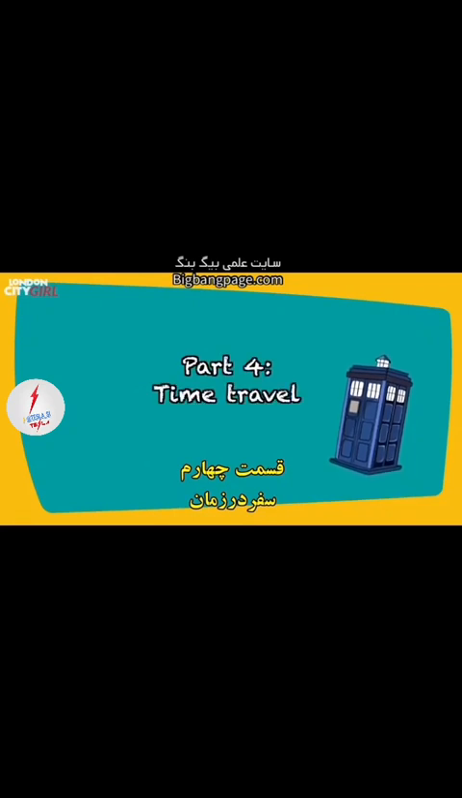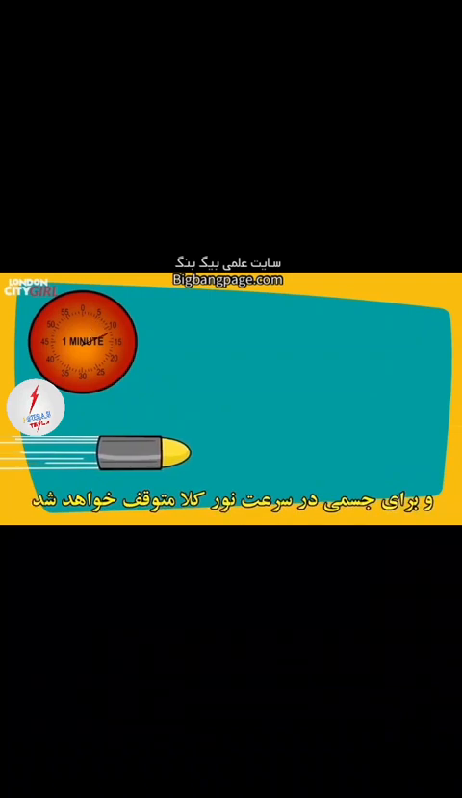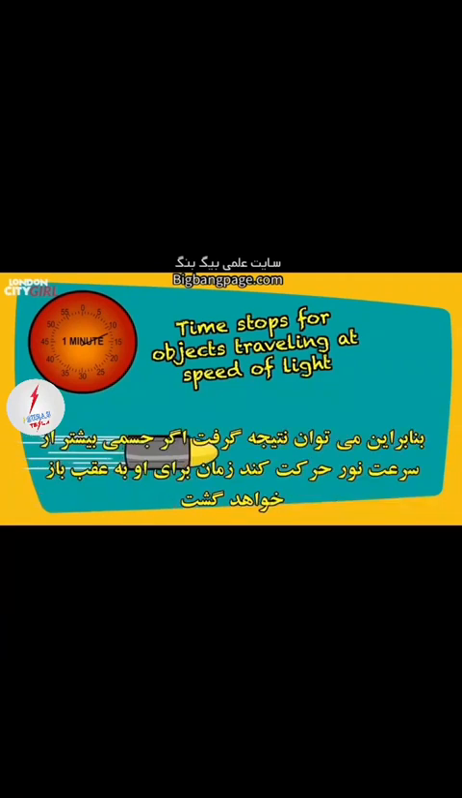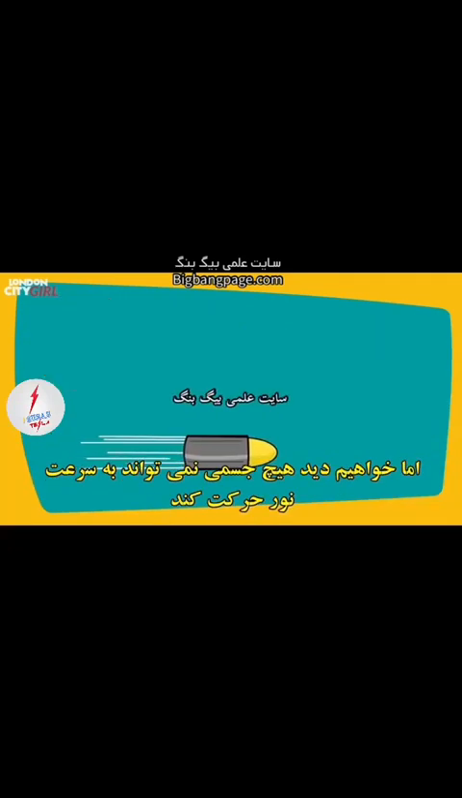Part 4. Time travel. Time slows down for objects travelling close to the speed of light, and time stops altogether for objects travelling at the speed of light. It then follows that time must go backwards if objects travel faster than the speed of light. So far, it has been seen that no object can travel at the speed of light.